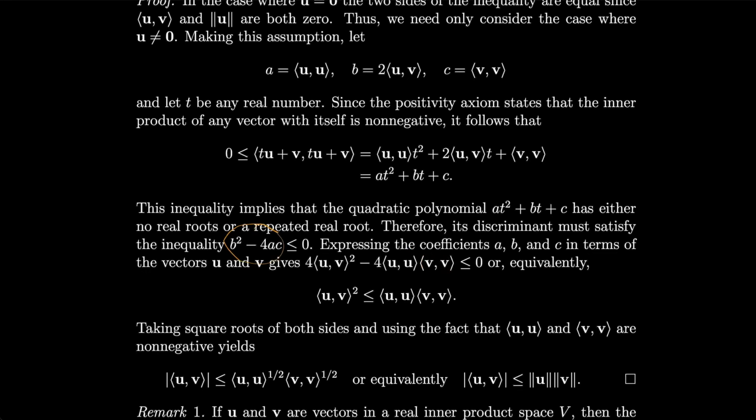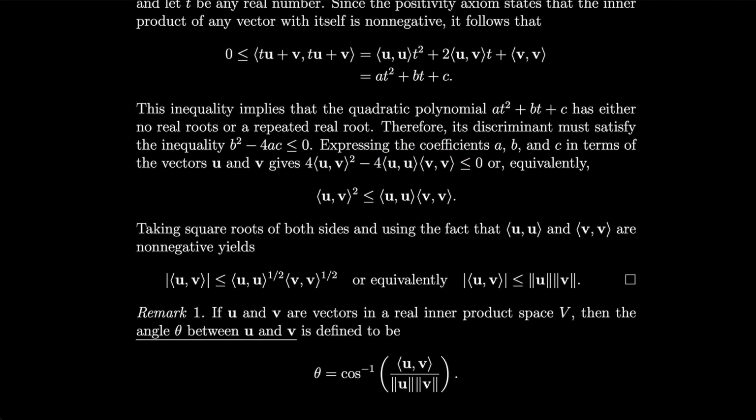So b squared minus 4ac has to be less than or equal to 0, just non-positive. Or equivalently, the inner product of u and v squared has to be less than or equal to the inner product of u with u and v with v. What we'll do is basically just move this to the other side and divide by 4. So taking square roots of both sides, we get the square root of this, square root of this, and using the fact that the inner product of u with u and v with v are non-negative, gives us this. But that is literally what we wanted to prove. Perfect, so now we have Cauchy-Schwarz.